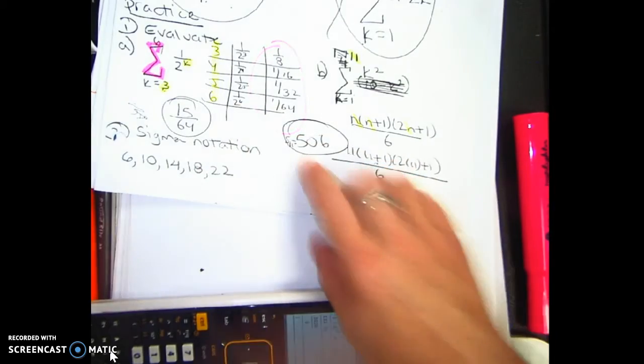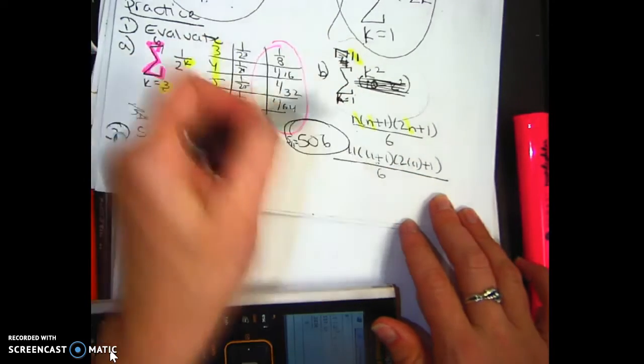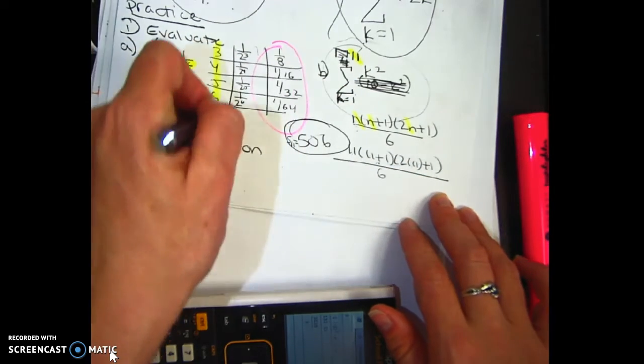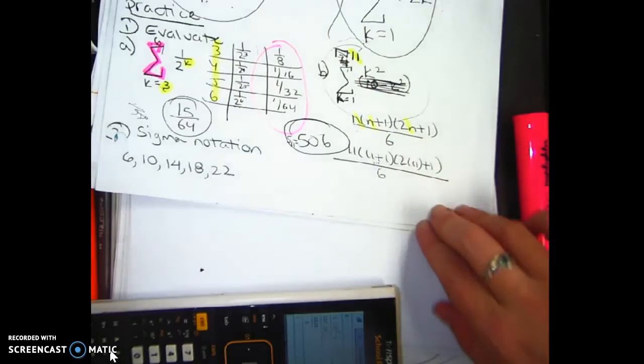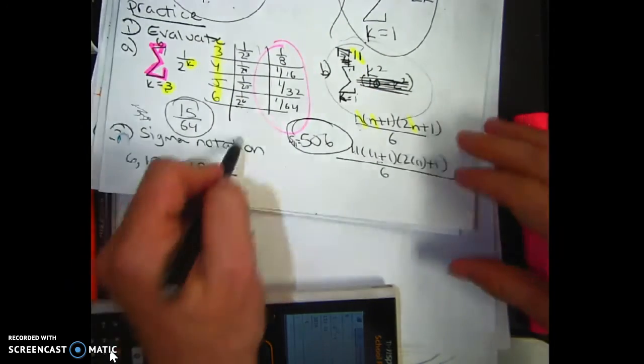So the sum of the first 11 numbers is 506. If you list these 11 numbers like you did here, you will not get full credit. That is not efficient. If there's a formula to make something more efficient, that's what we're going to do.